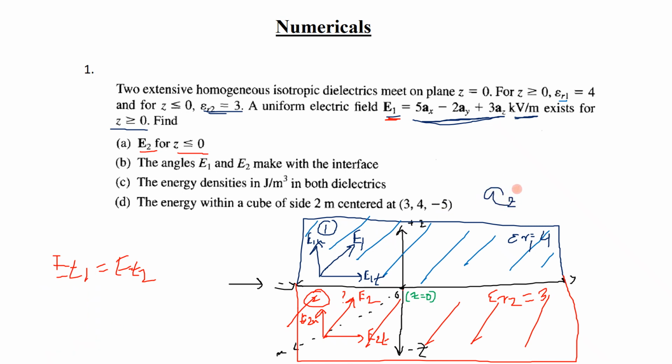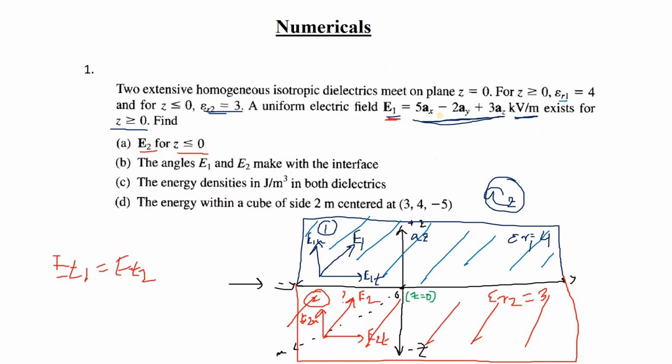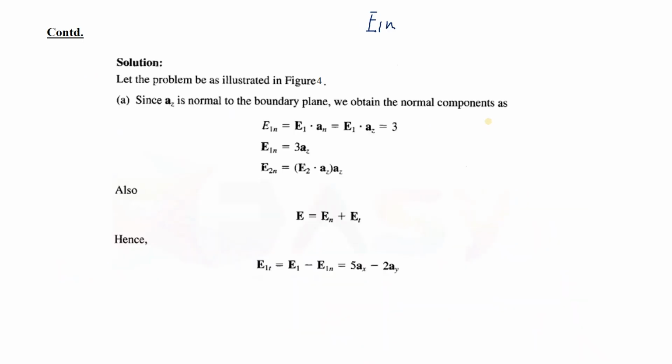What is the unit vector of the z-axis? Unit vector az is the unit vector in the direction of the z-axis, so the normal component will have the z-axis direction. To find the normal component, suppose you have a vector, E1n, you will actually extract the normal component from the total vector.